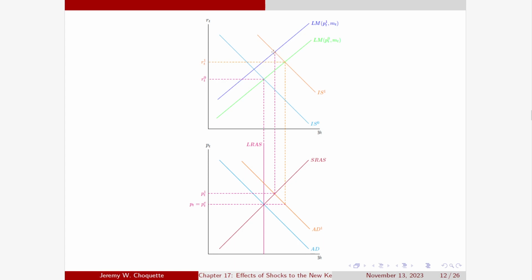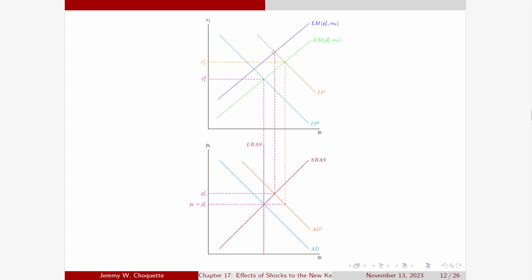So you're like, well, isn't that shifting out? Well, no, it's shifting in, right? If it were to shift out, it would go this way, but it's shifting in, so it's going this way here. So it shifts in, right? And it shifts in until it is in intersection with the IS curve, the new IS curve, which then means we have an intersection between aggregate demand and short-run aggregate supply.